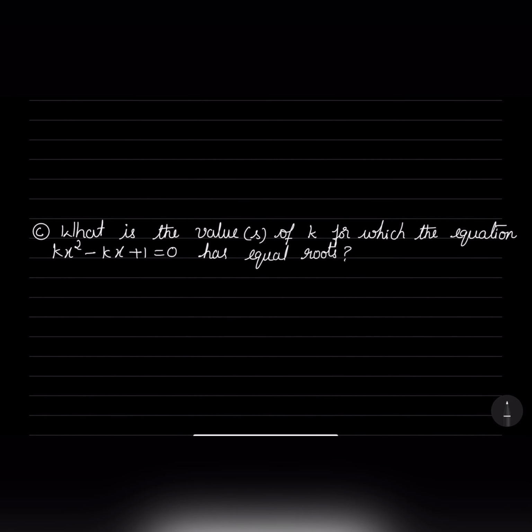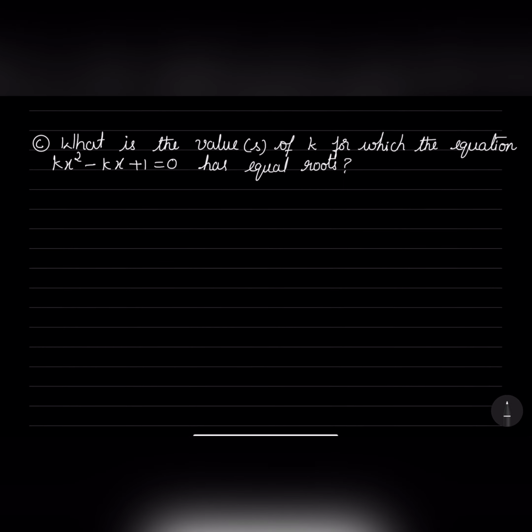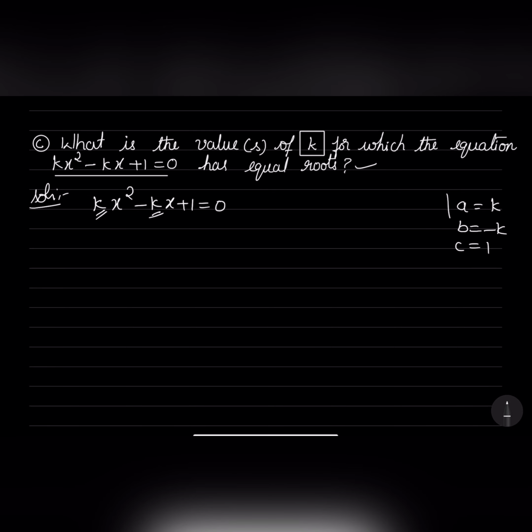Now the third kind of question, that is type 3. What is the value or values of k for which the equation kx square minus kx plus 1 equal to 0 has equal roots? So they have equal roots, and they have asked for the value or values of k. Let us take the equation kx square minus kx plus 1 equal to 0. In this case a is equal to k, b is equal to minus k and c is equal to 1. This is the information we have.